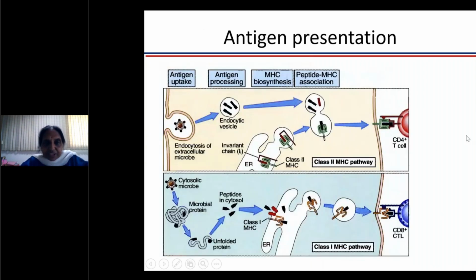If you compare these two diagrams, this is a very simple cartoon from Abul Abbas' book, which shows that for extracellular antigen uptake, you have an endocytic vesicle which fuses with the lysosome, and you have the MHC class 2 coming with the invariant chain in it. Now this peptide is exchanged and it comes and presents the antigen to the CD4 cell. While if it is an intracellular pathogen, it will be chopped up by the proteasome, taken inside the ER by the TAP proteins, and loaded onto the MHC class 1 for it to be presented to CD8 cells.